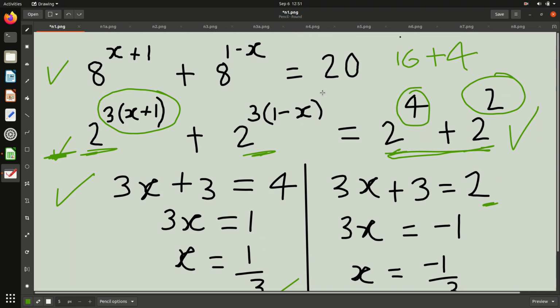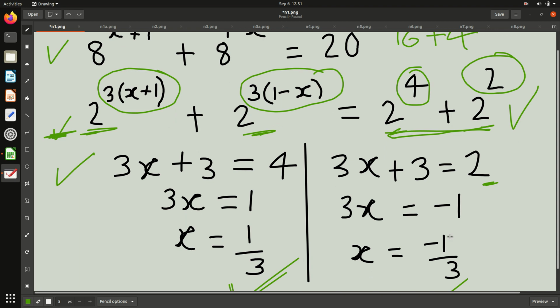Now you might be thinking, why not equate this one? You can also do this. The first time you equate this to 4, you will get one value, and again equating this to 2, you will get the same values, 1 by 3 and minus 1 by 3. So in any case you will get 1 by 3 and minus 1 by 3, either by equating this with 4 and 2 or equating that with 4 and 2.